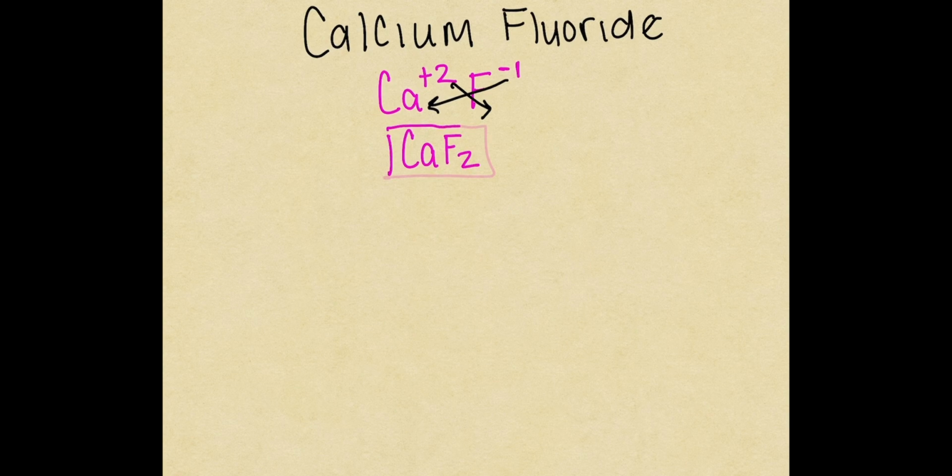Remember, I have the arrows pointing exactly where the number should go, and this is what you should have gotten for calcium fluoride. I hope this video really helped you when it comes to writing ionic formulas.